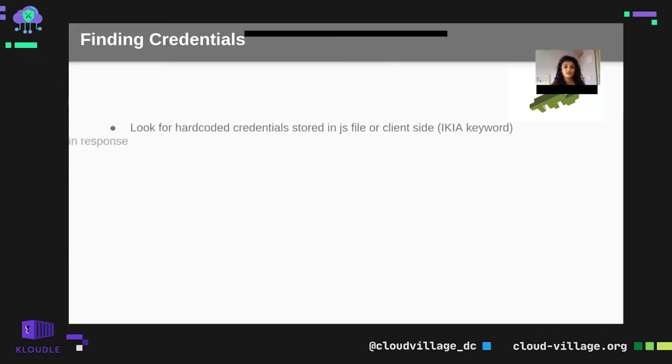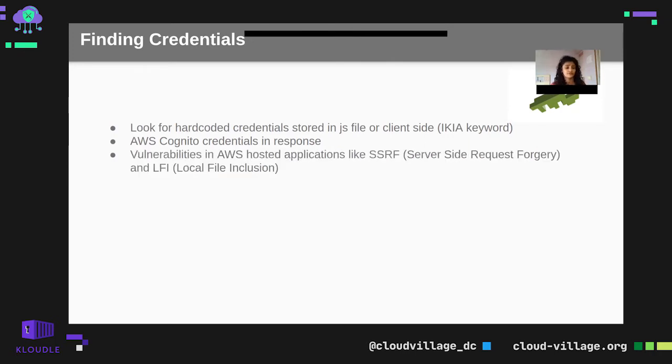Finding credentials: look for hard-coded credentials stored in JavaScript. Then AWS Cognito credentials in the response, you can find them. I have attached a screenshot, and I'm going to discuss how you can find it. Then, if the web application hosted on an EC2 instance is vulnerable to SSRF or LFI, the attacker can also find those credentials. Code repositories such as Bitbucket and GitHub, you can find credentials there too if public.